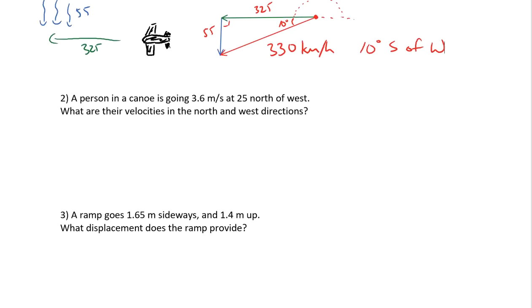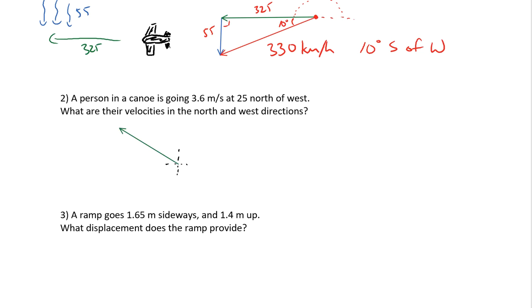You've got a person in a canoe going 3.6 meters per second at 25 north of west. What are their velocities and the directions? Okay, so first thing I'm going to do is a little reference here. I've got a canoe, and it says it's going 3.6 meters a second at 25 north of west. So going straight to the left would be west, but it's going 25 north of it. So I'm going to swing that up north, something like that.